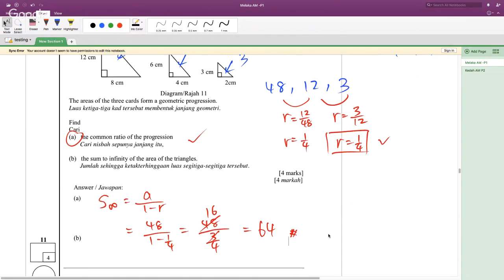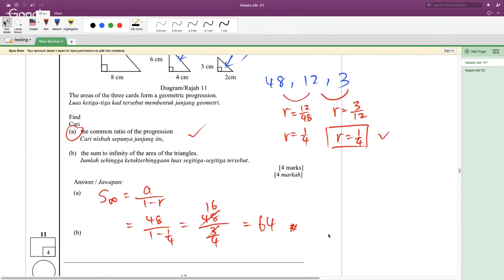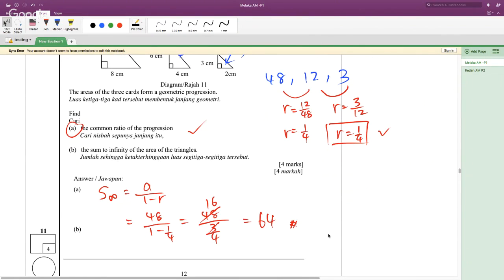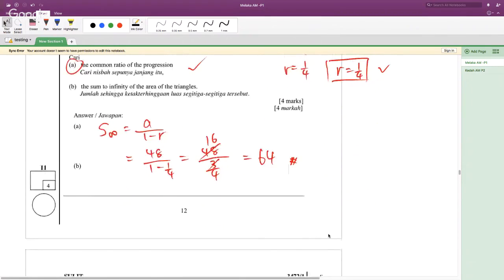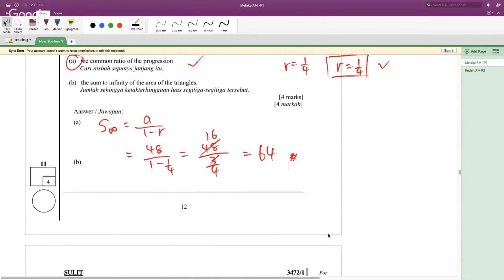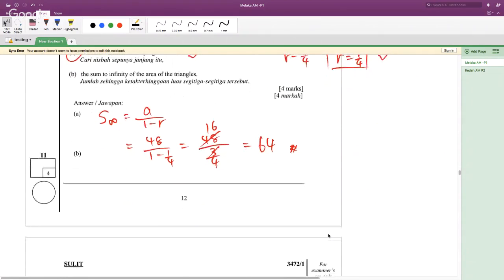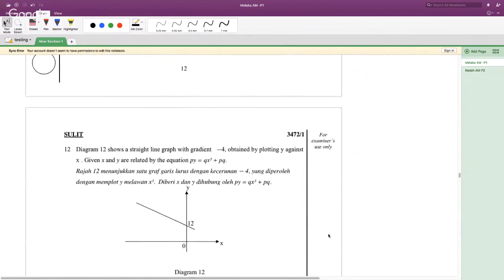Okay, so if there's no problem here, I will just continue. I see so many messages in the chat room, but I guess there's nothing serious, so I'll just move on to question 12.